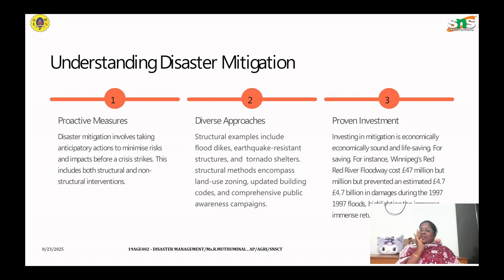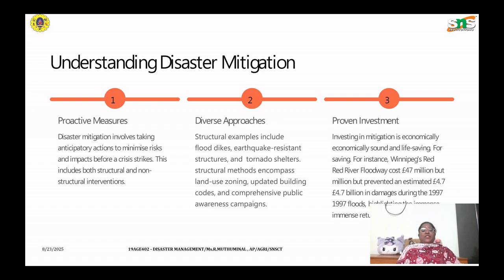Before going into the disaster mitigation process, we have to initially understand what the mitigation of disaster is. Because we all know that we will take some preventive measures before the occurrence of disaster, so that the impacts that are going to happen during the disaster could be avoided. So this comes under disaster mitigation. This could be done through three methods, that is proactive measures, diverse approaches and preventive investment.